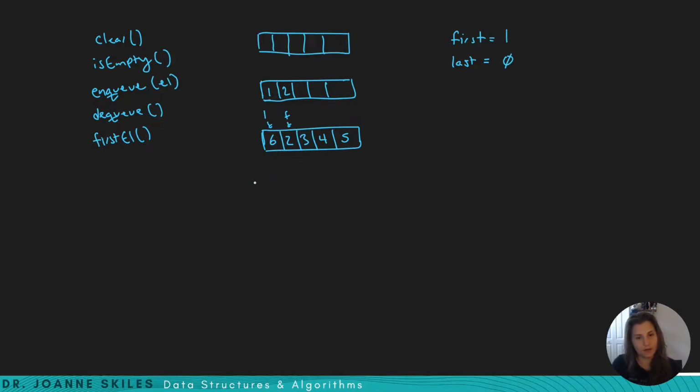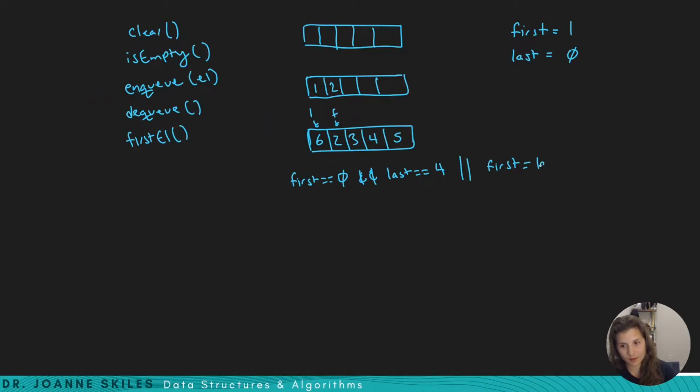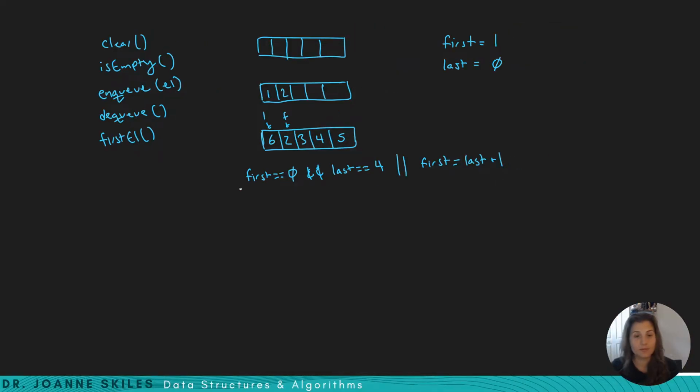We know that if our first is equal to 0 and our last is equal to basically the size of our array minus 1, but in this case 4, or if our first equals last plus 1, this means our queue is full and we cannot add any more items to our queue.